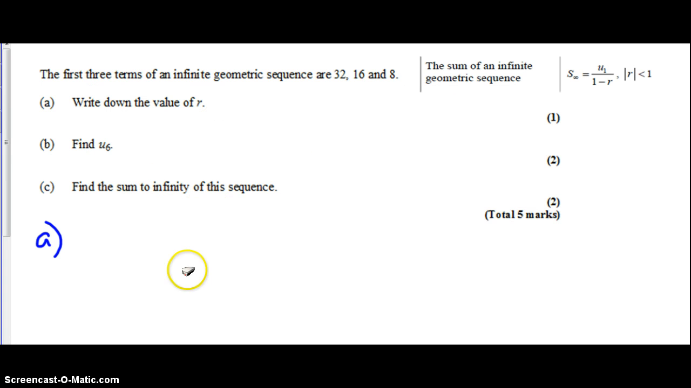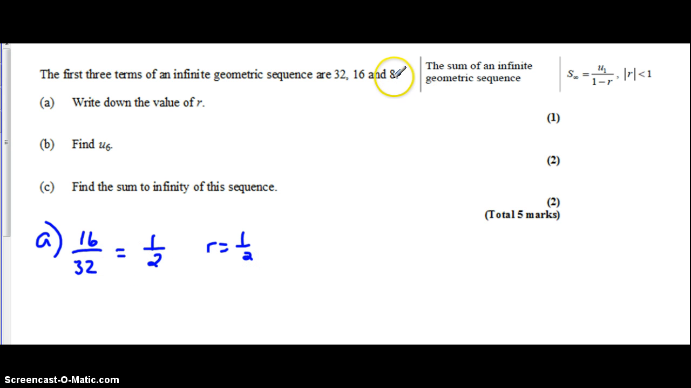Okay, so first we need to find the value of r. If we look at this pattern, the first term is 32, then 16, and then 8. We can see that we're multiplying by 1/2 each time to get each term. To show that, you can take the second term and divide by the first term, but our r in this case is going to be 1/2.